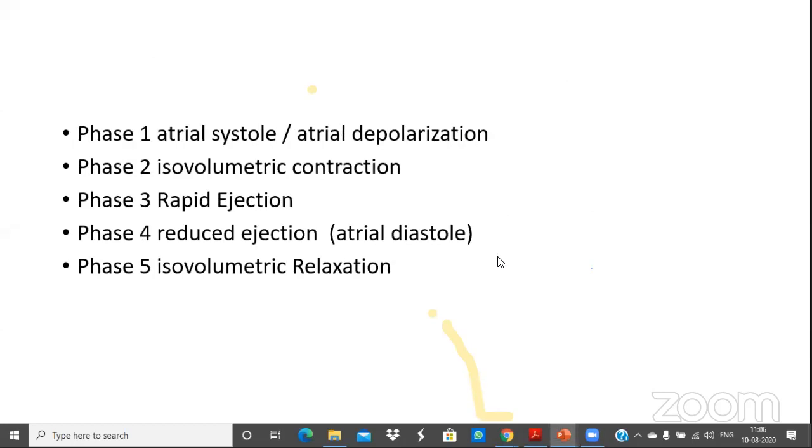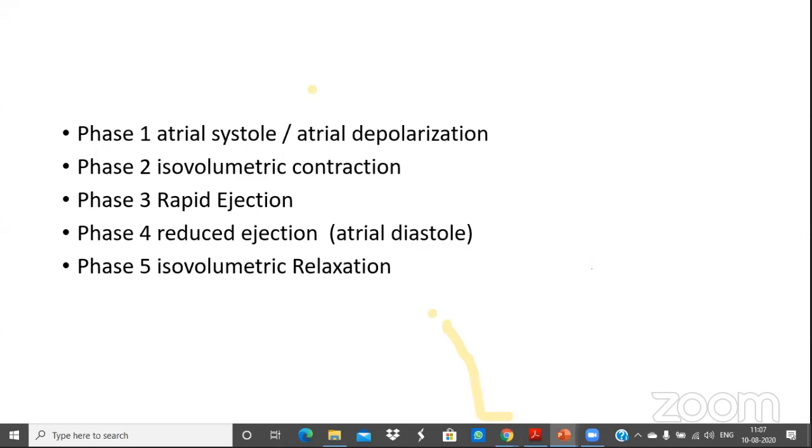Okay, actually, those phases I just discussed with you to give you some idea. What exactly happens during this cardiac cycle? There are 5 phases.